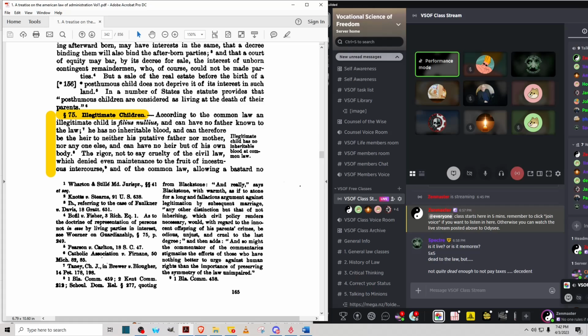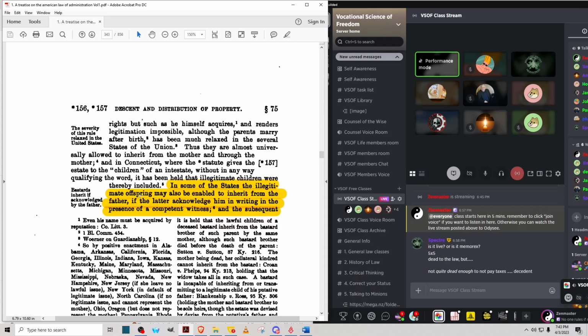Okay, to continue. The rigor, not to say cruelty, of the civil law, well, that's debatable, which denied even maintenance of the fruit of incestuous intercourse, and of the common law, allowing a bastard no rights but such as he himself acquires, and renders legitimation impossible, although the parents marry after birth, has been much relaxed in the several states of the Union. Meaning, you have a bastard child, but then the two parents get married. Okay, well then they look at that like, okay, it's no longer a bastard, basically.